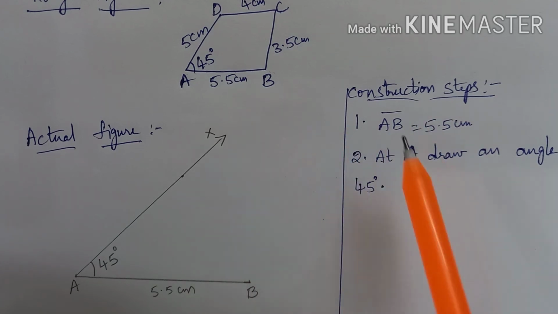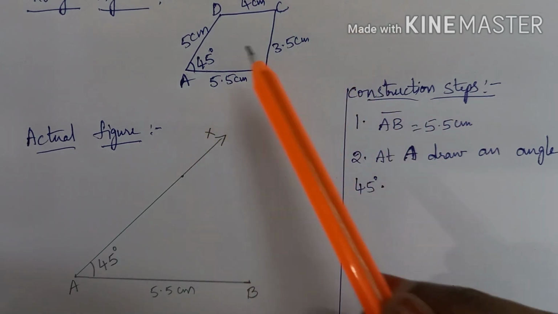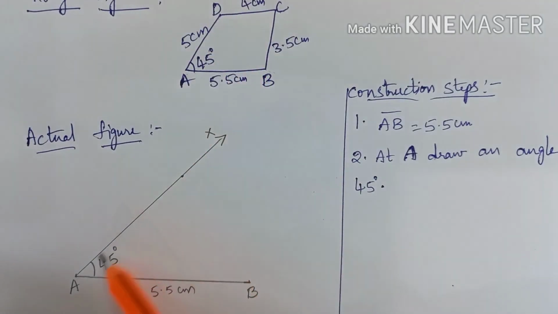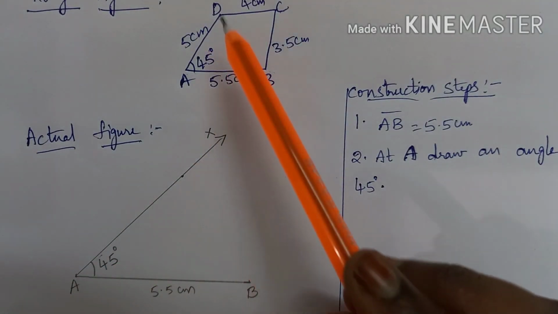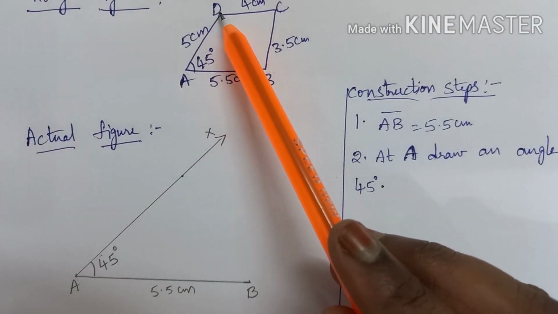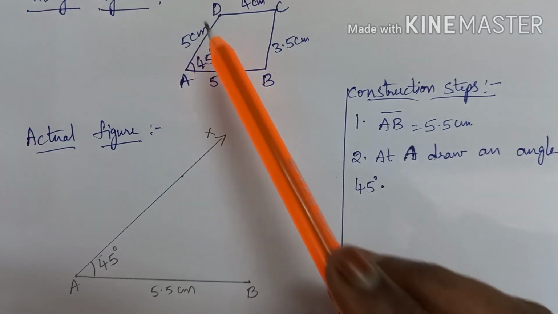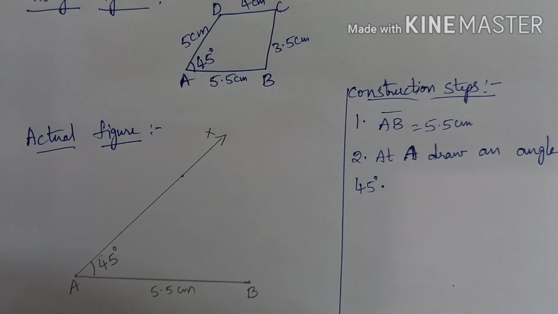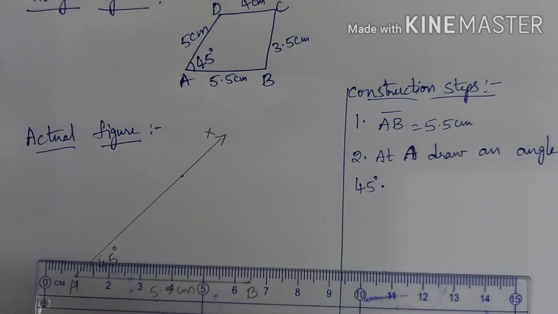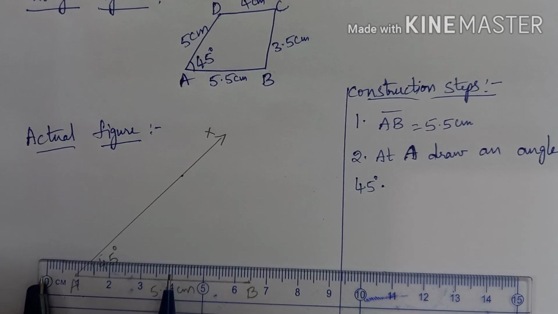Now, what is the another measurement? We have to locate D. So, on AX, we have to locate the point D. From A, it is 5 centimeters distance. So, now let us take again the ruler, that means scale, and measure 5 centimeters with the scale.